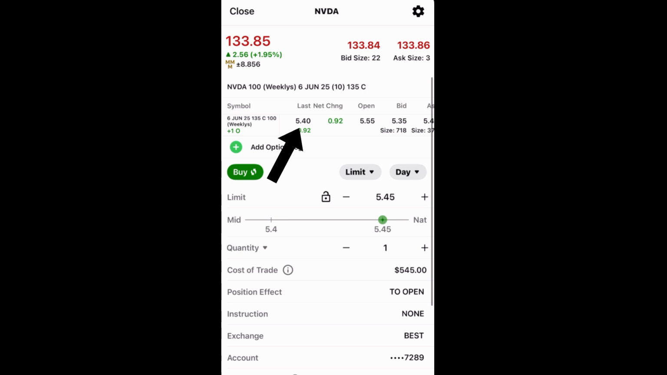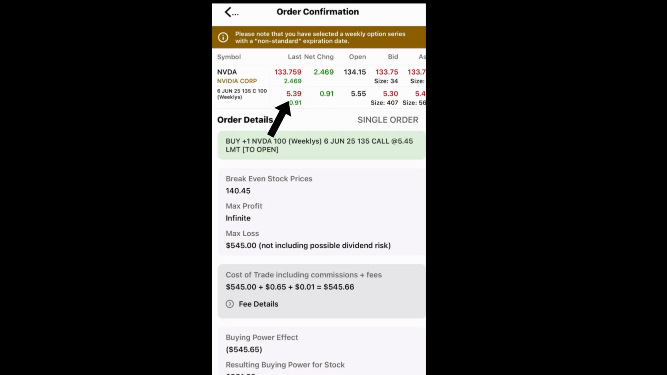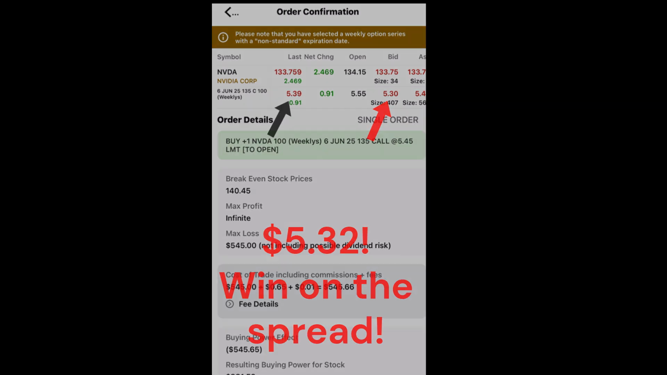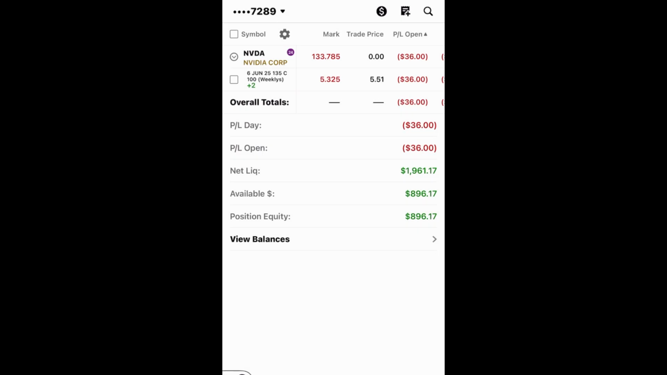If we still believe in the upward trend for NVIDIA, this is a great time to apply dollar cost averaging. By purchasing a second contract at $5.32, we reduce our overall average cost. Let's calculate it. $5.70 plus $5.32 divided by 2 equals $5.51.